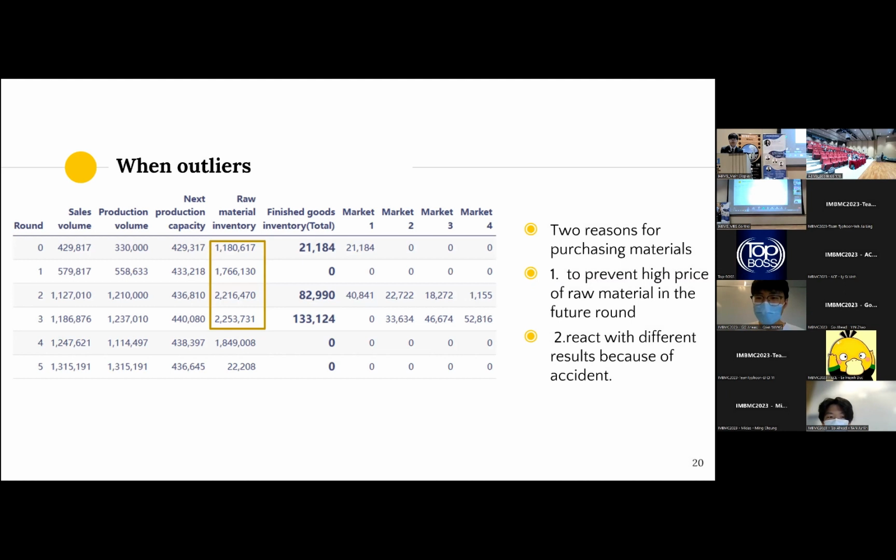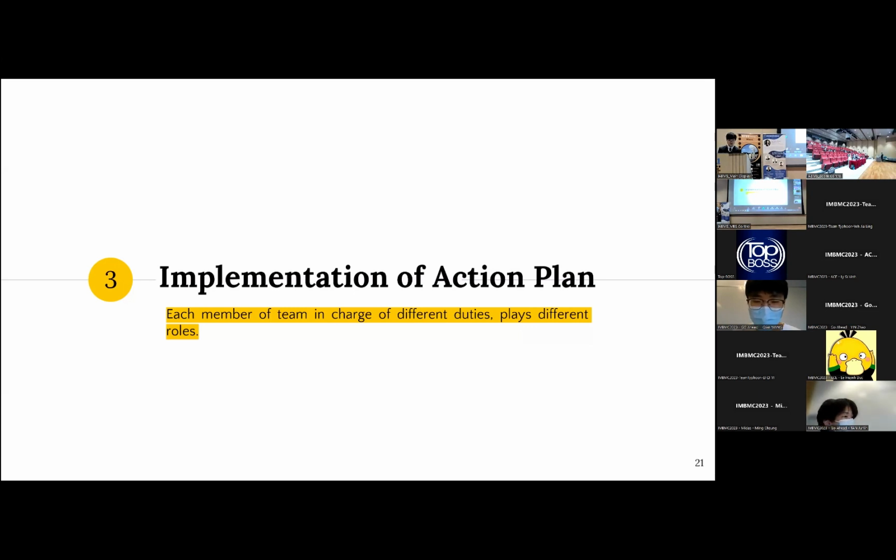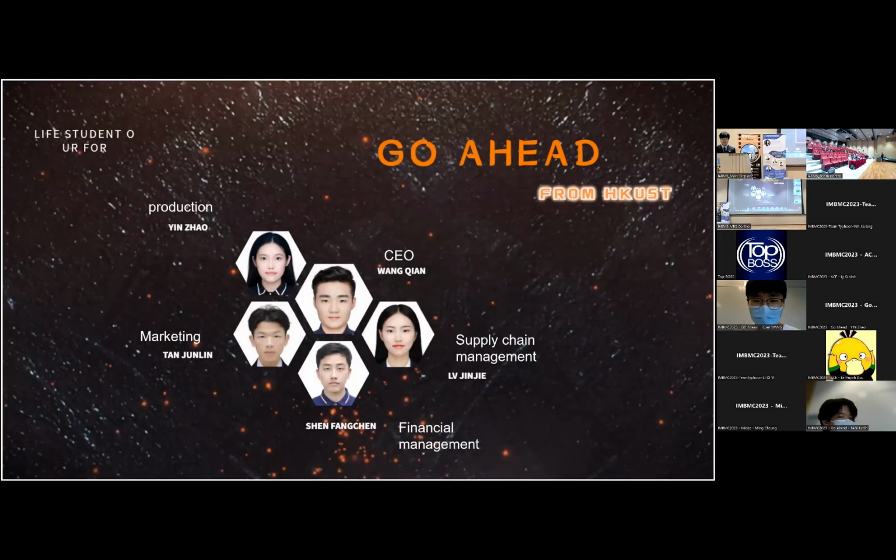But when outliers are happening, the most important tool is to buy materials. There are two reasons: one is to prevent high price increases, and two is to react when the results are highly different from our prediction, and then implement the action plan. Each member of our team is in charge of different duties, and we make our decisions in the first 5 minutes and then discuss to make the final decision.